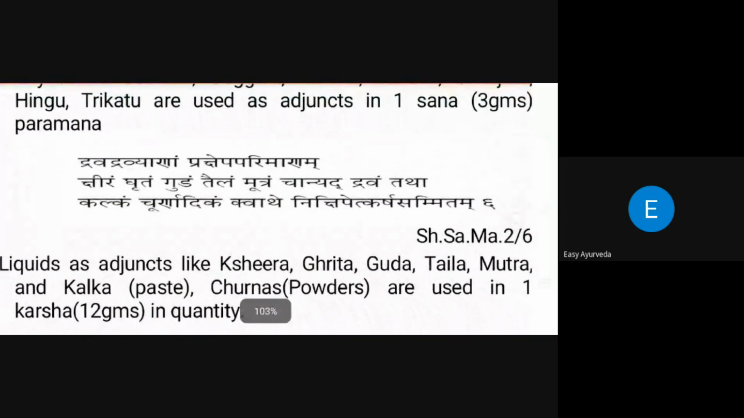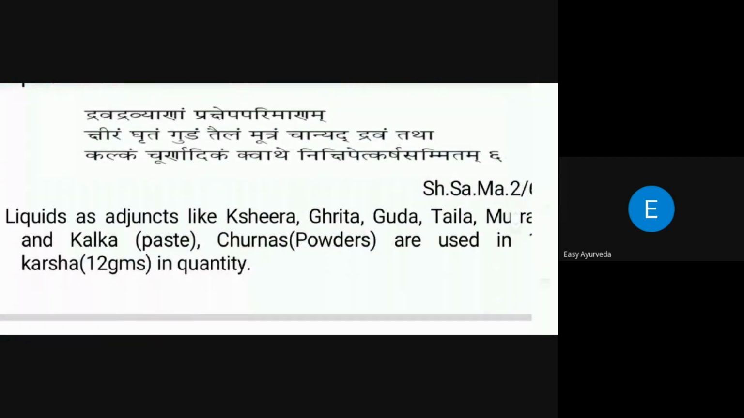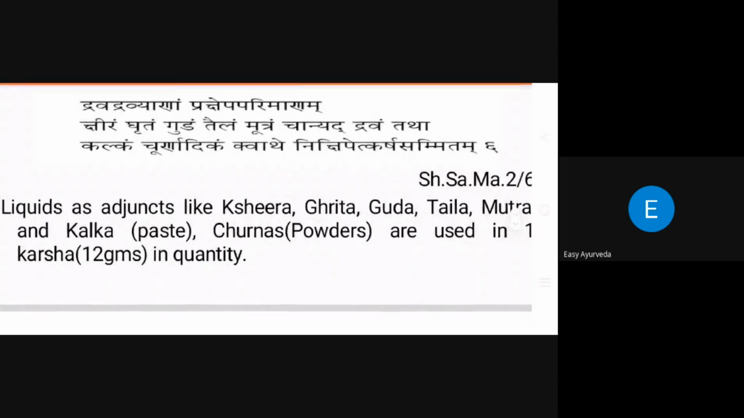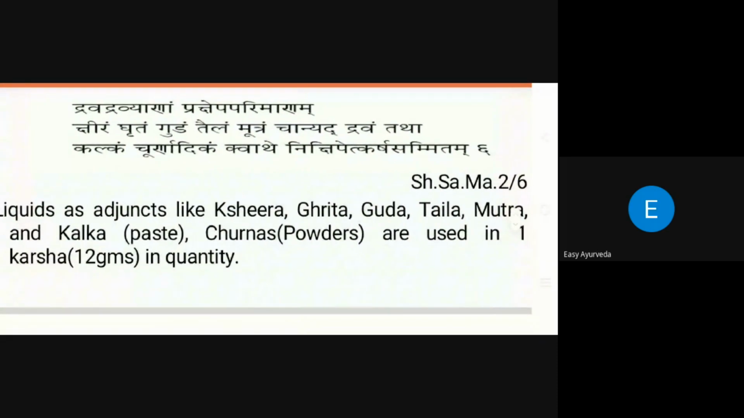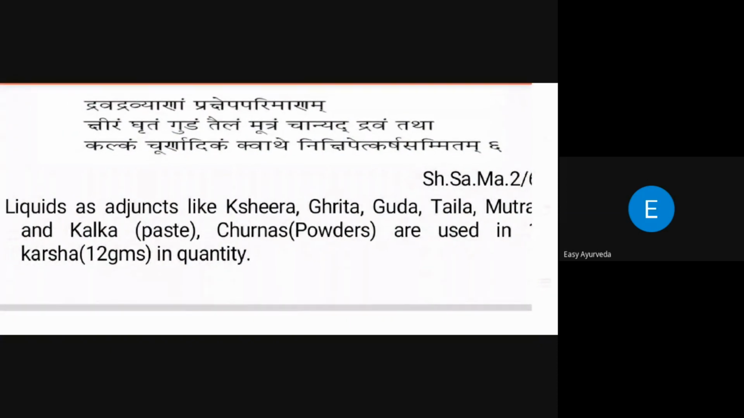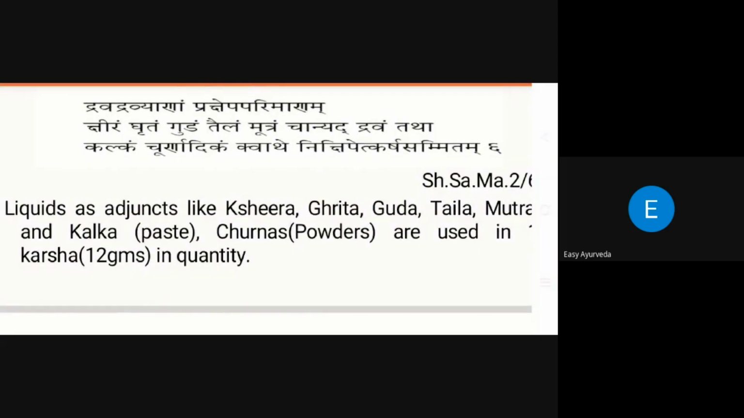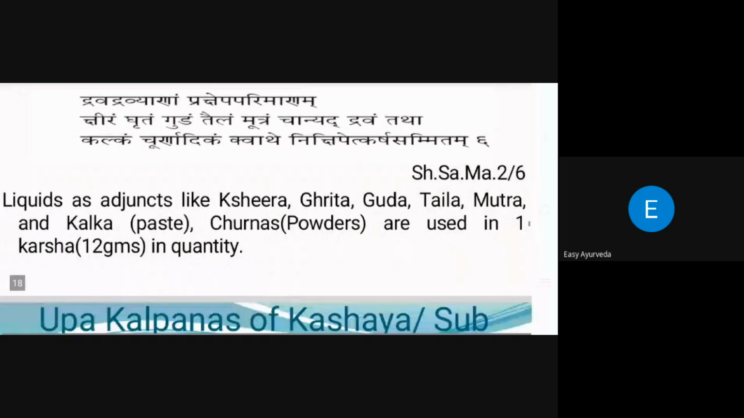And next we come to the Drava Prakshepa, meaning liquid adjuncts, which have been mentioned like Kshira and Ghrita. Here Guda is mentioned, which is liquefied and should be added there. Taila and Mutra are also mentioned. These are the liquids. Other than these, any paste, that is kalka, and churnas, if you are adding them, are used in 1 karsha pramana in quantity, that is 12 grams.